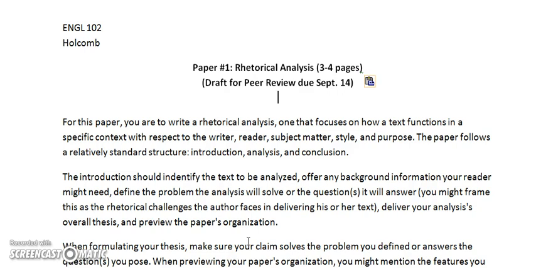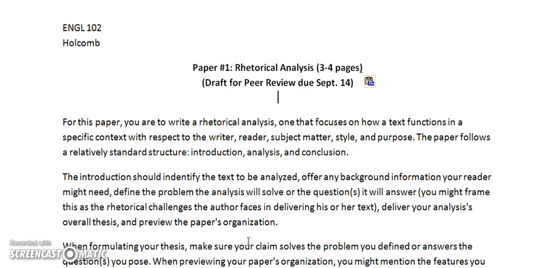One of the defining features of a rhetorical analysis is its attention to the context. That includes the writer, the reader, the subject matter, and so on. The paper follows a relatively standard structure: introduction, analysis, and conclusion. The introduction should identify the text to be analyzed and offer any background information your reader might need. So assume that your reader is familiar with the text you're analyzing, but may need some reminding about particular parts of it. Then define the problem that the analysis will solve or the questions it will answer.